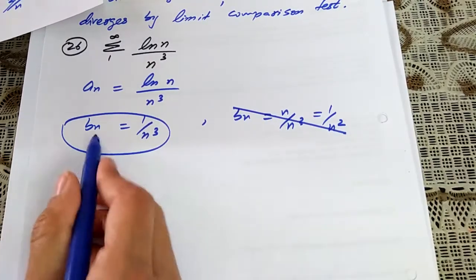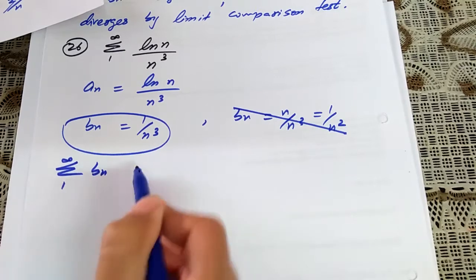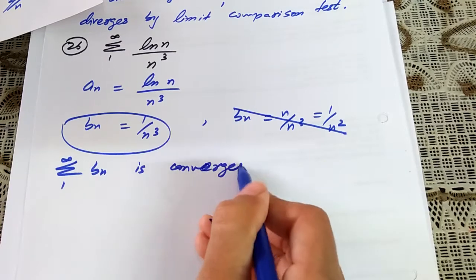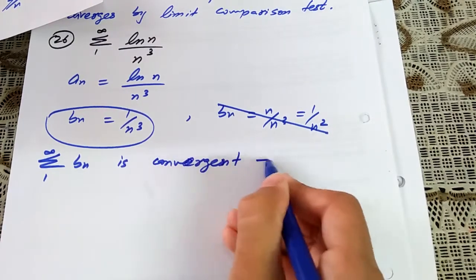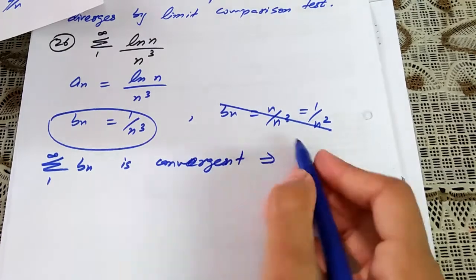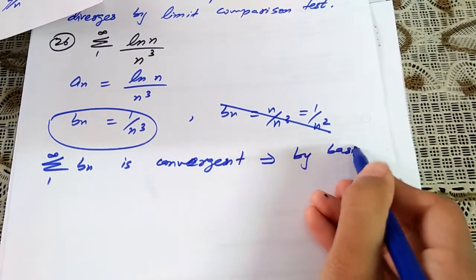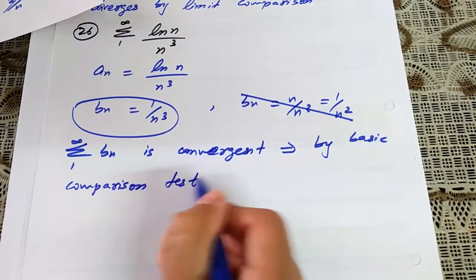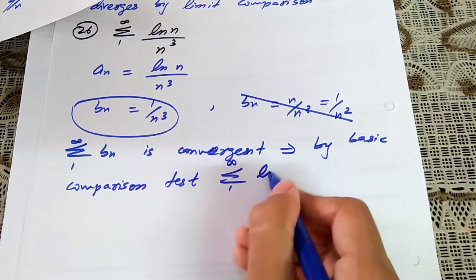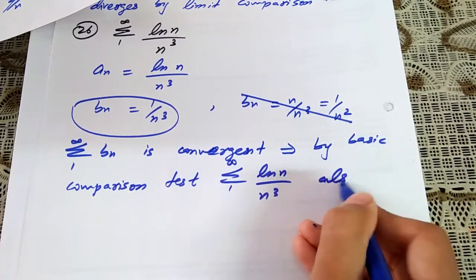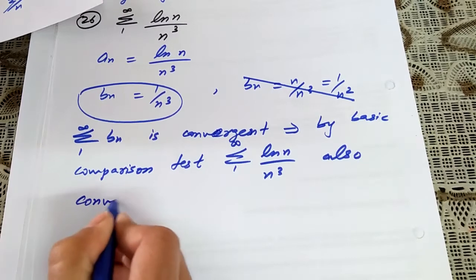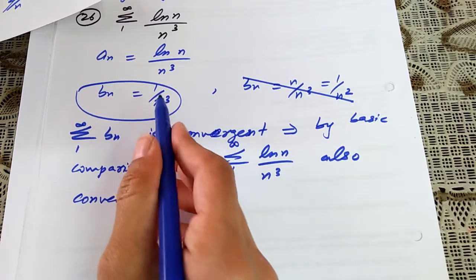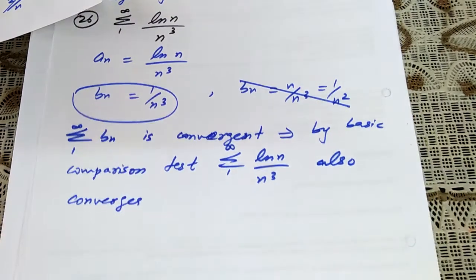You know that summation 1 to infinity of bn is convergent. So this is by the basic comparison test. So by the basic comparison test, your given series also converges. It is convergent because of the P series, and you know that P is 3 here and it is greater than 1. So it is convergent.